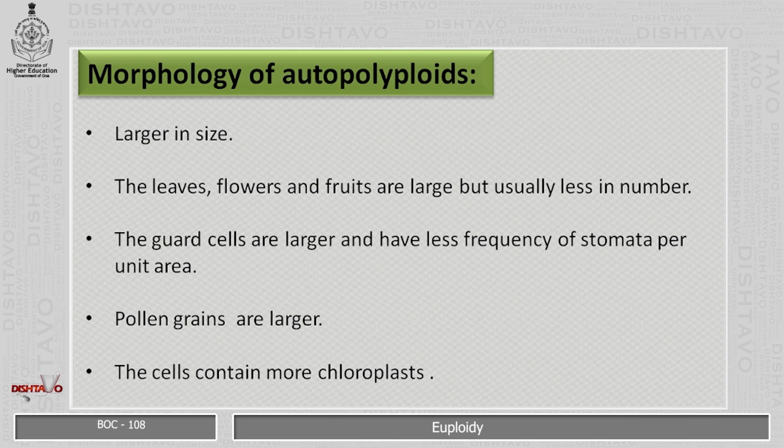Morphology of autopolyploids. They are larger in size. The leaves, flowers, and fruits are large but usually less in number. The guard cells are larger and have large frequency of stomata per unit area. Pollen grains are larger and the cell contains more chloroplasts.